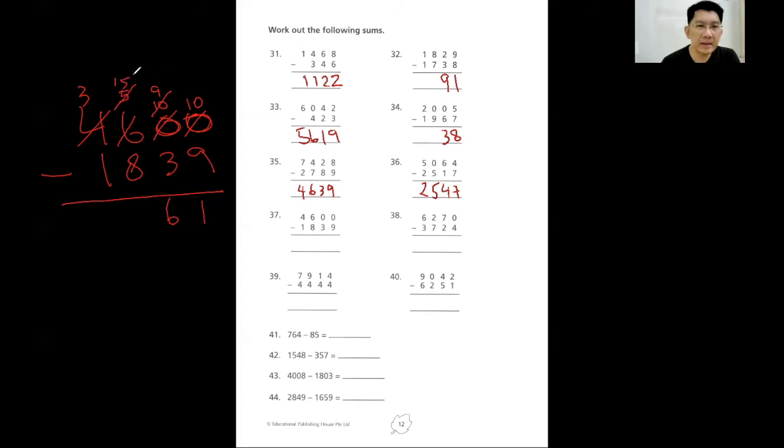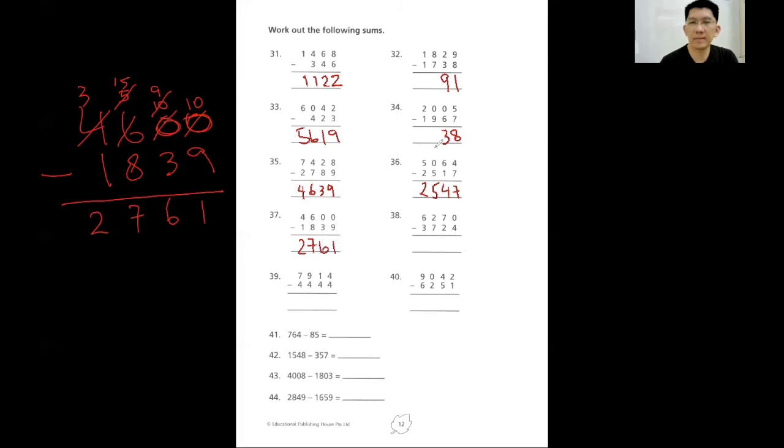Okay. 15 minus 8 is 7. And 3 minus 1 is 2. So the answer to question number 37 is 2,761.